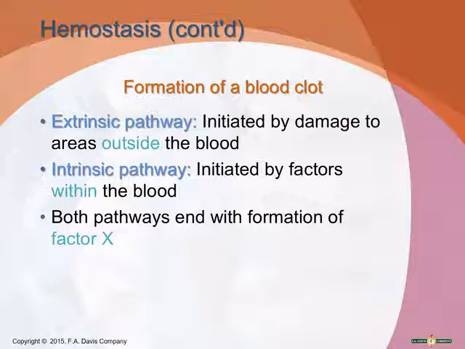And of course, forming a clot, there's not just one way to do it. There's a couple of different ways. There's two different pathways. We call it the extrinsic pathway, which is started by damage to areas outside of the blood, like from outside the body. And then the intrinsic pathway is started by factors inside the blood. Both of them end with the formation of factor X.